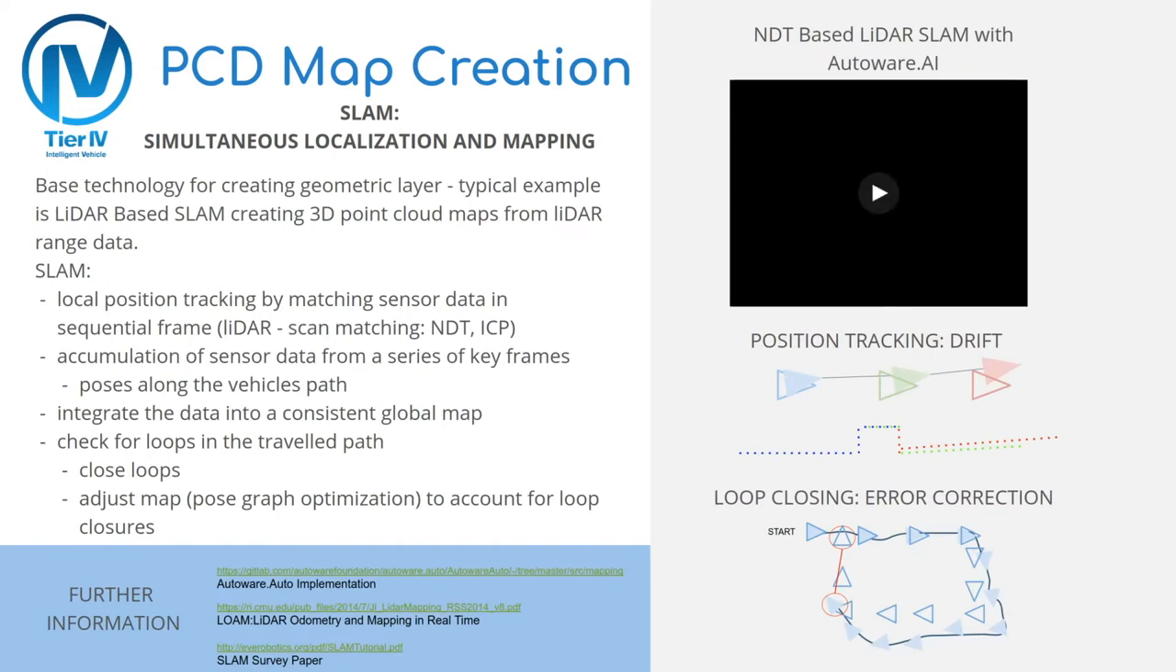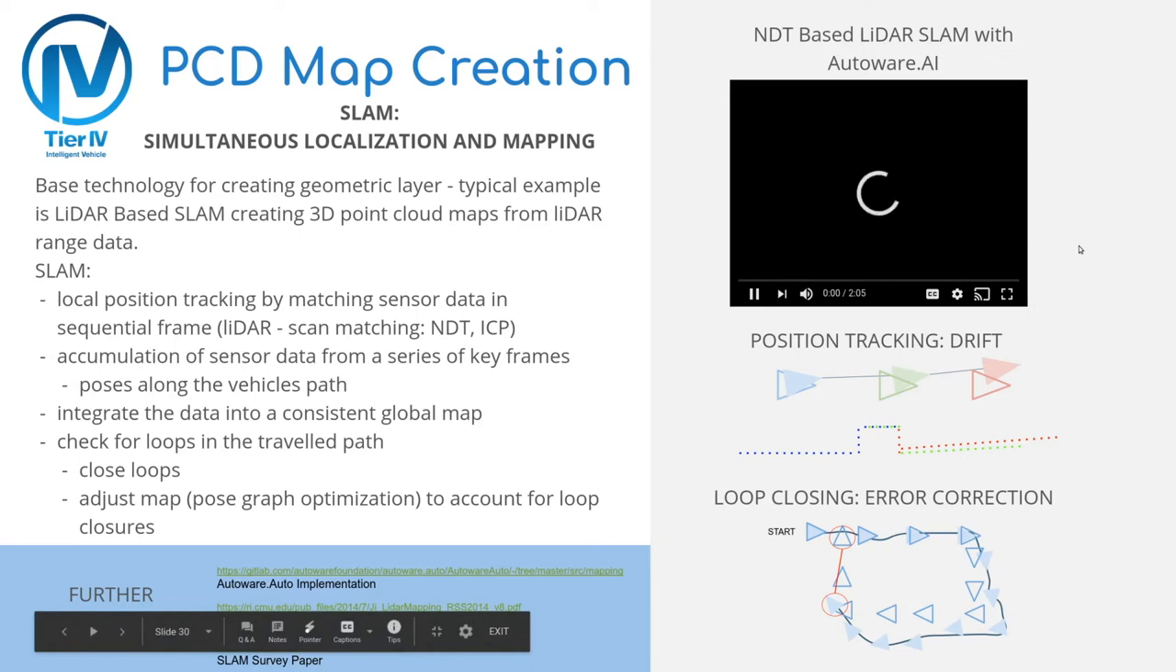Once sensor data has been captured, in this case LiDAR scan data captured from a vehicle driving through the target environment, we need to process this data to form a consistent 3D point cloud map. The technology to do so is called SLAM, Simultaneous Localization and Mapping, so-called because the task is to simultaneously recover both the vehicle pose as it moves through the environment, the localization part, and the structure of the environment through which we are moving, the mapping part.